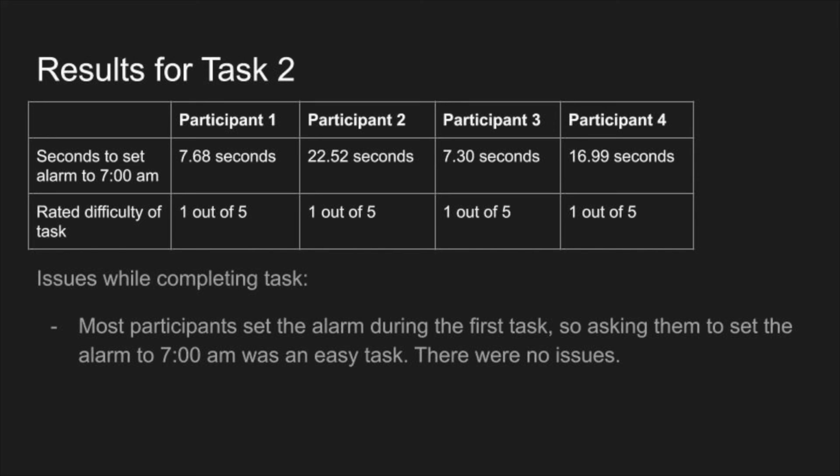All of our participants found the task very easy, rating the difficulty of the task a 1 out of 5. Participants were also able to cut at least 30 seconds off their times from Task 1. Most participants set the alarm during the first task, so setting the alarm to 7 a.m. proved to be an easy task.